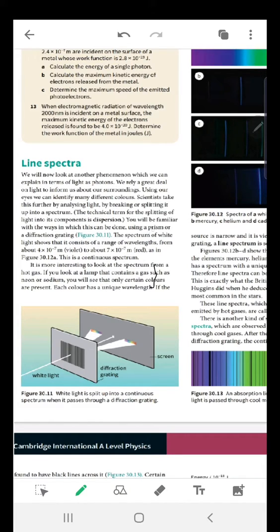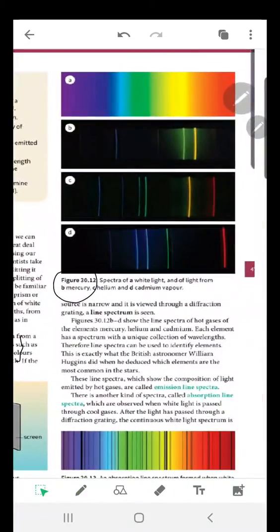The wavelengths are from 4 × 10^-7 meters for violet to about 7 × 10^-7 meters for red, as in figure 30.12a. Let's discuss this one. This is interesting. Now let's see all these diagrams. If I pass my white light through a prism or a diffraction grating, either one, I'm going to get this spectrum.